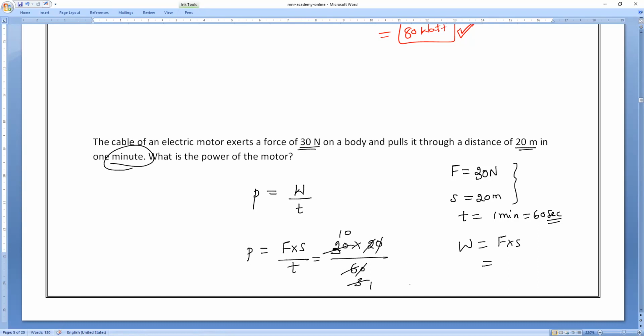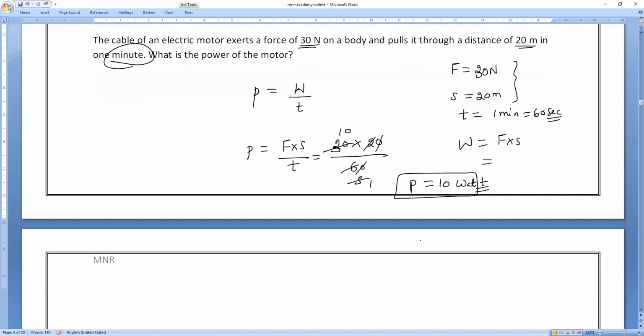So anybody can tell me what is the power? 10 watts. 10 watts. Okay, solve it. Understand, others? Everyone? Yes, please respond.